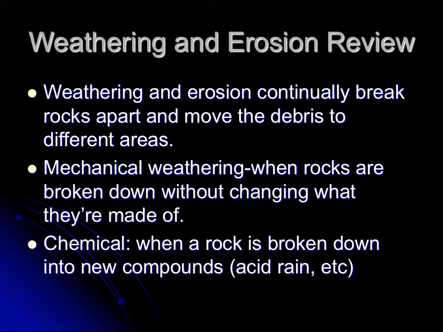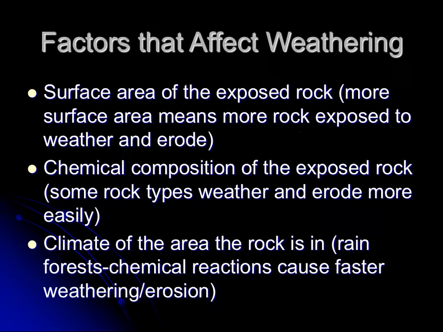So when we're talking about weathering, we're talking about rocks. When rocks are broken down without changing what they're made of, it's mechanical weathering. And when a rock is broken down into new compounds, which does change what it's made of, it is called chemical weathering. An example of chemical weathering would be acid rain.